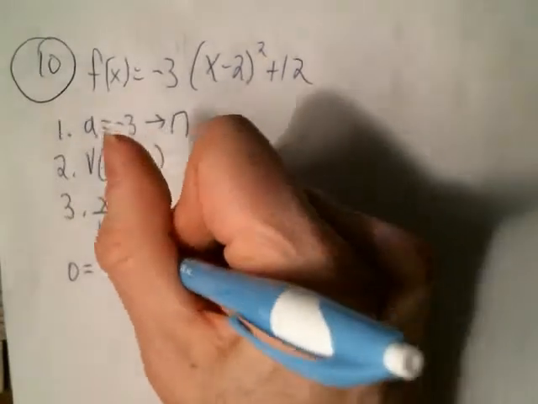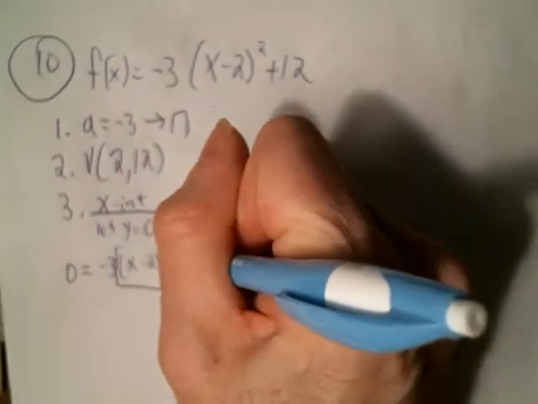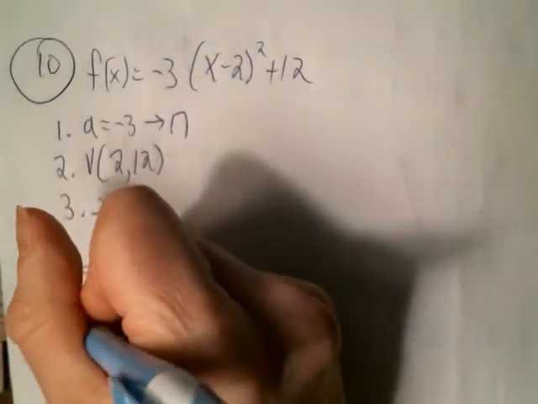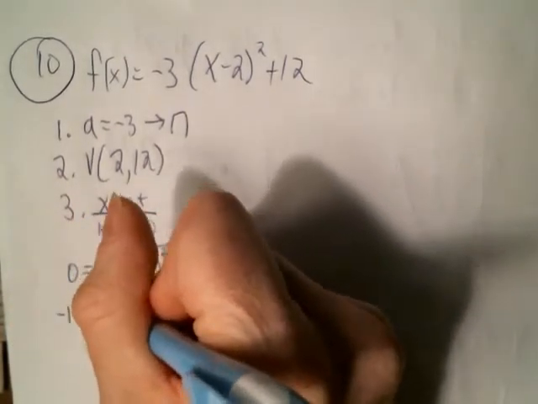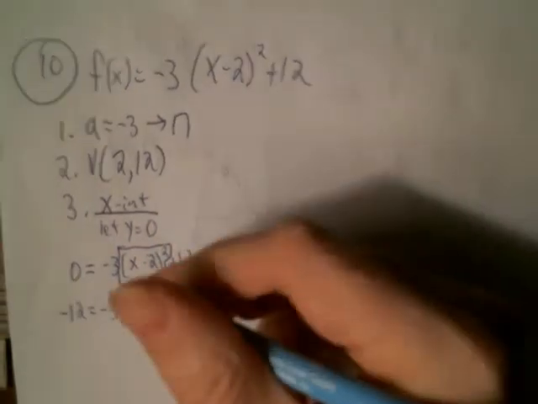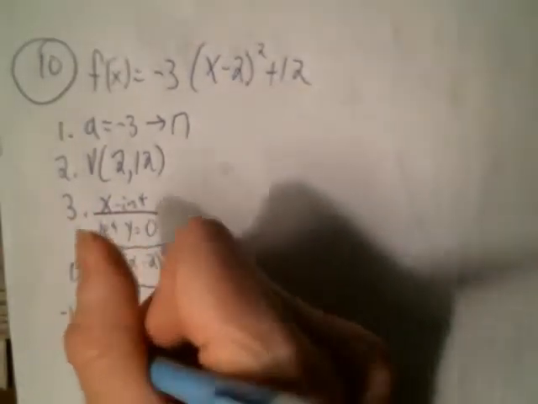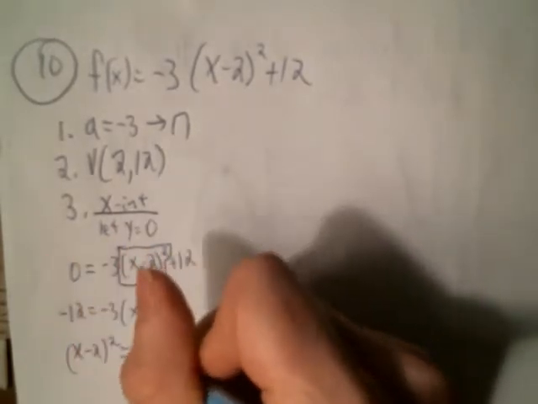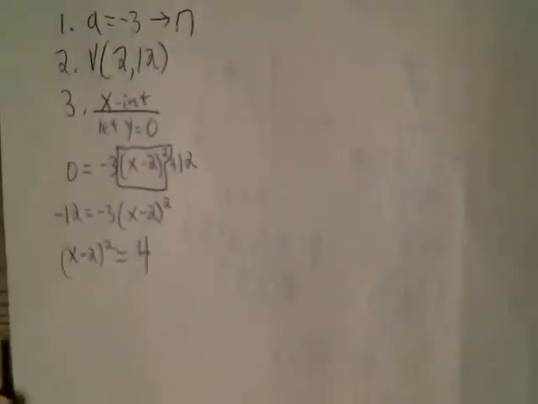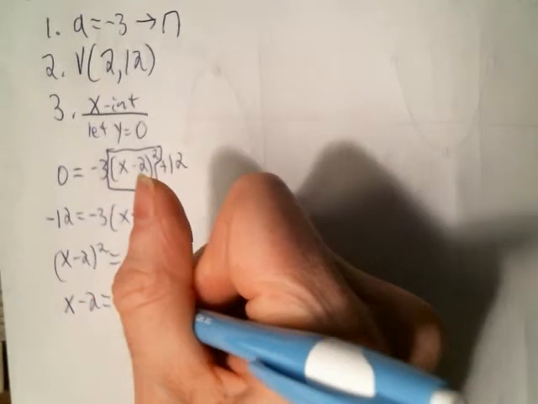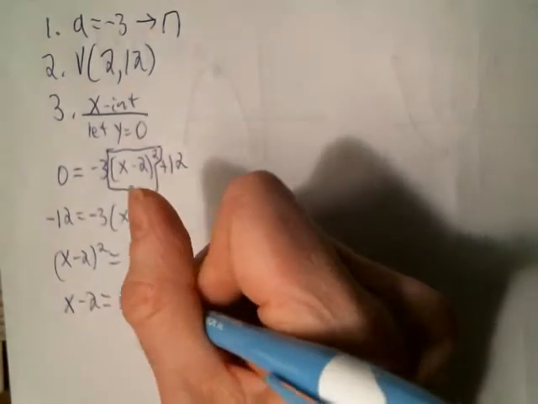I can isolate this square term. So I'm going to move the 12 over, and divide by negative 3. Negative 12 divided by negative 3 is positive 4. And then do the square root property on both sides. So x minus 2 is plus or minus the square root of 4. Square root of 4 is 2.